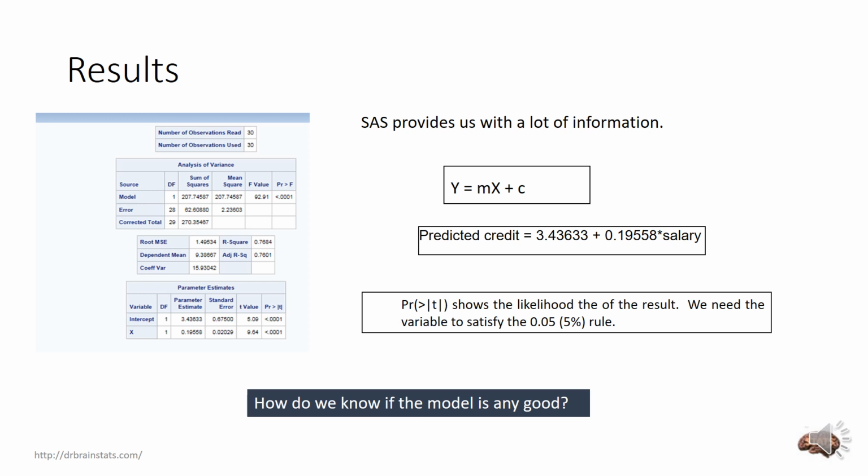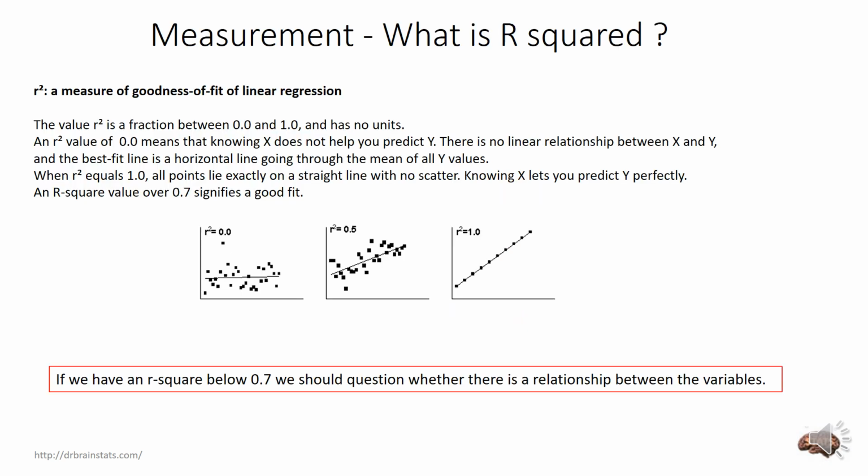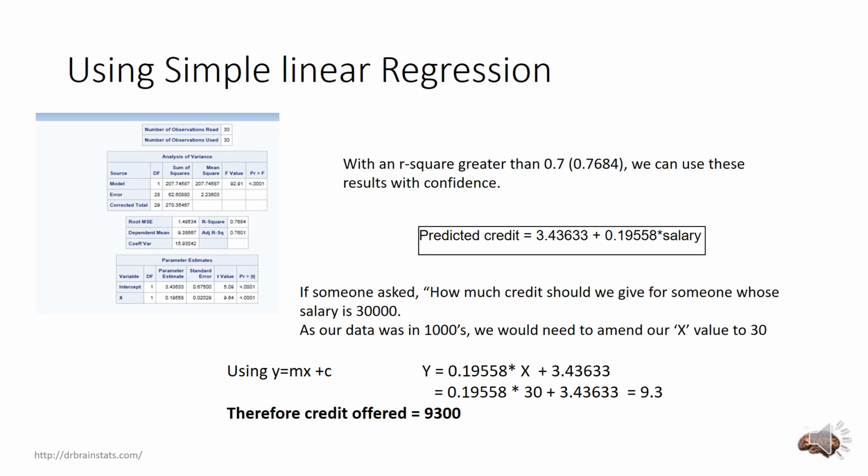So how do we know if a model is any good? The measurement used for simple linear regression is R squared. R squared is a fraction between 0 and 1, and it has no units. If we have an R squared below 0.7, we should question whether there is a relationship between the variables. So now we can look at our results again, and we see that the R squared value is greater than 0.7. So we can use these results with confidence.